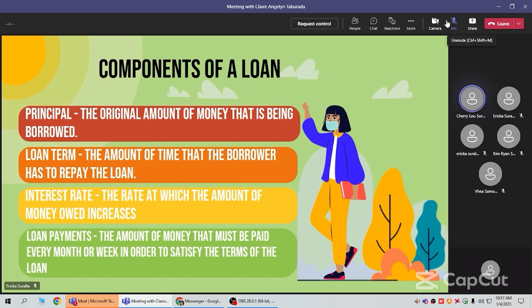So the last component is loan payment. The amount of money that must be paid every month or week in order to satisfy the terms of the loan. Based on the principal, loan term, and interest rate, this can be determined from an amortization table. So next slide, please.